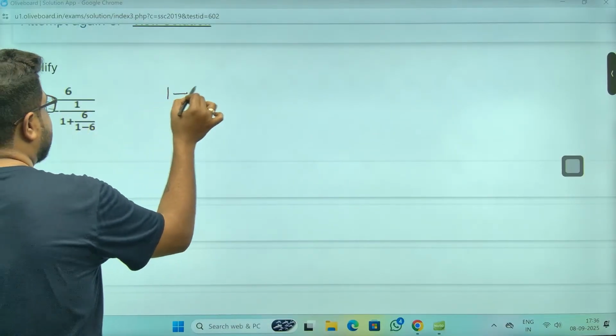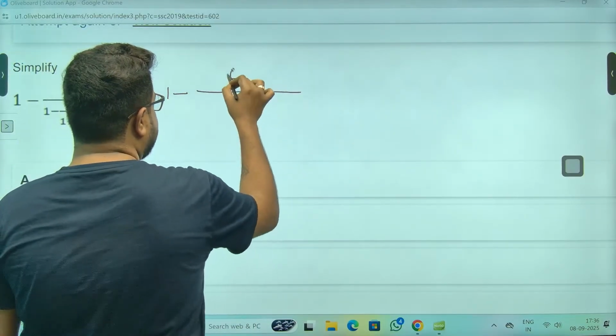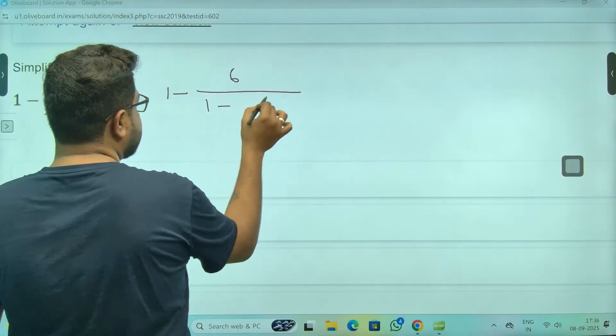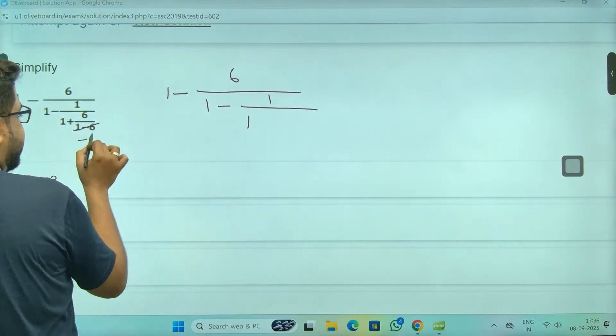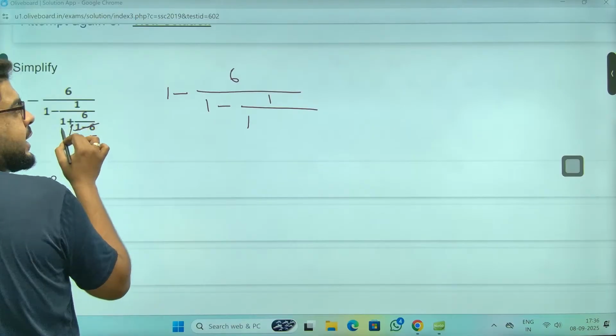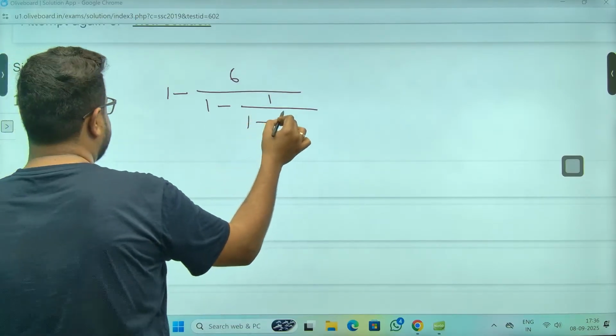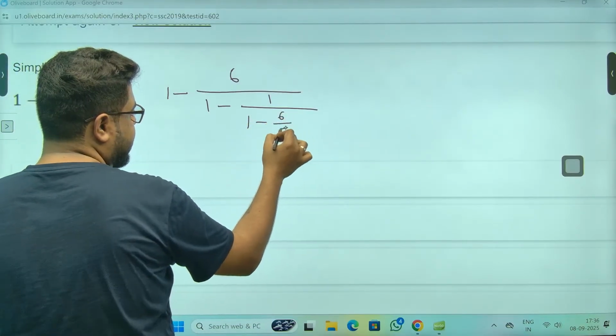Achha, let's write it once so I can edit on that. 1 minus 1 by 1. Achha, this is -5, so this minus will go here. So 1 minus 6 by 5.